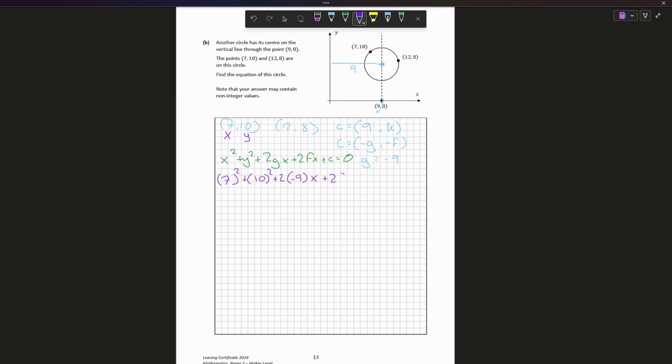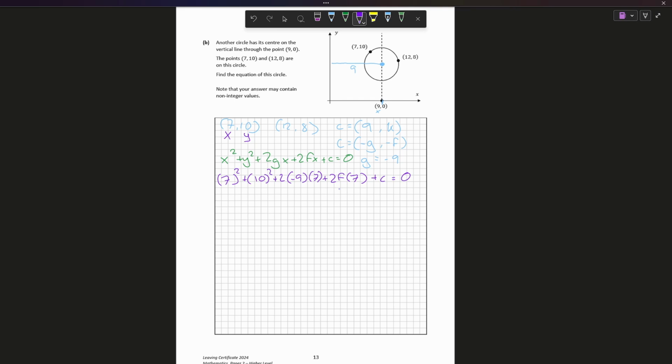So plus 2f, and we know x. Don't know why I said that we don't know x there. X is 7. Plus 2, 7 is here as well. Plus c equals 0. I can find all of this. I can put this bit into the calculator, just without the f and the c. So I'm going to do that whole first piece: 7 squared plus 10 squared plus 2 multiplied by minus 9 multiplied by 7.